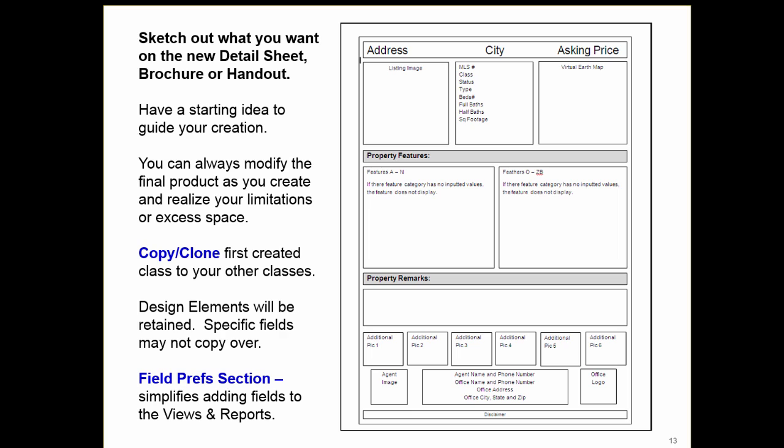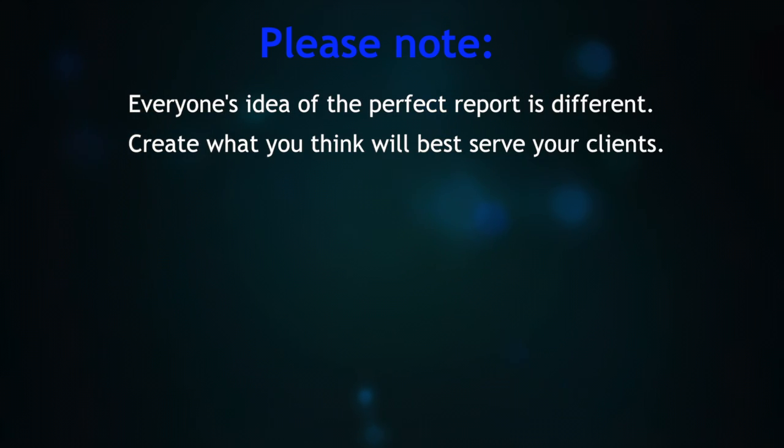By using field preferences, it simplifies the design creation, the report creation, in that you can just double click and add the fields you want. By using the hand place field, you need to line up all of your labels and all of your data so they're in the right rows and the right columns in order for a good look. I personally design as much as possible using field preference sections. Please note, everyone's idea of the perfect report is different, so create what you think will best serve your clients.